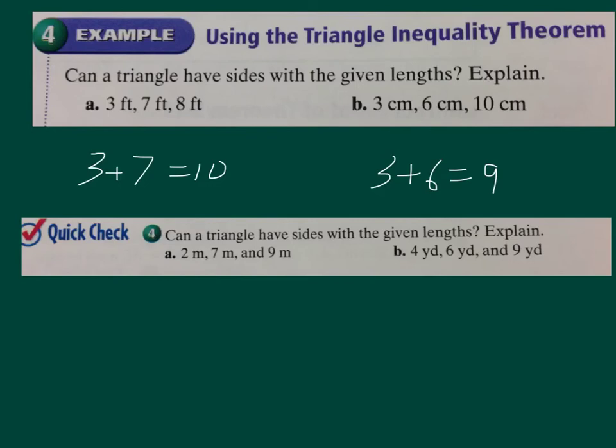Hopefully you decided since 2 plus 7 equals 9, the 2 and the 7 would lay right on top of the 9, and so you would not have a triangle. But in this case, 4 plus 6 equals 10, which is greater than 9, and so you would have a triangle.